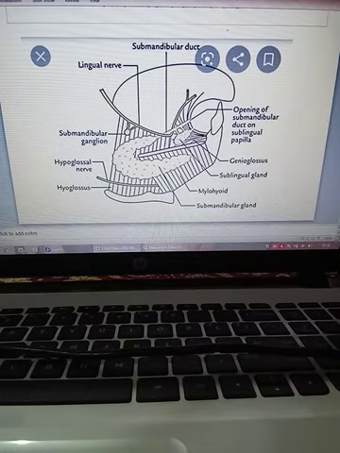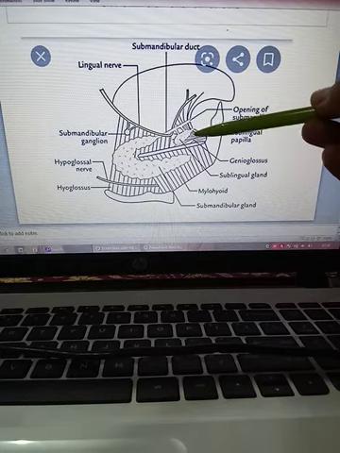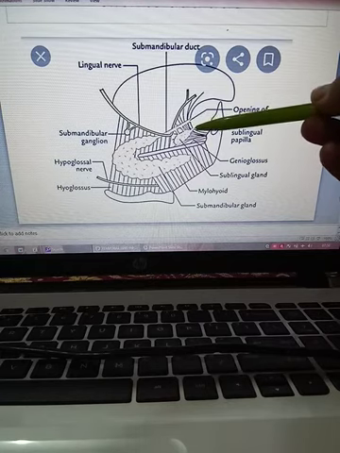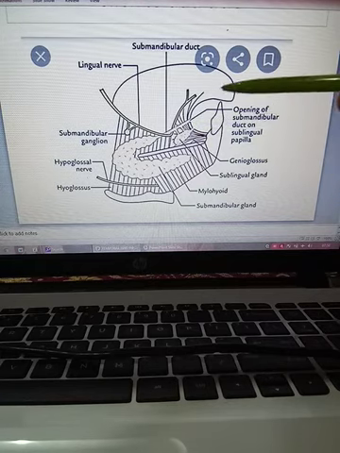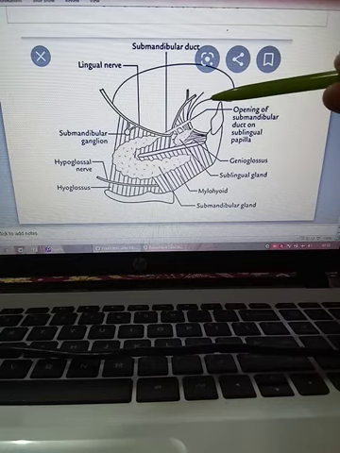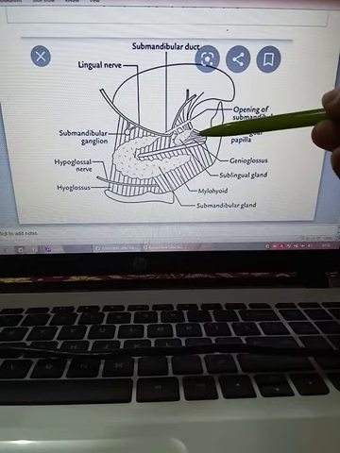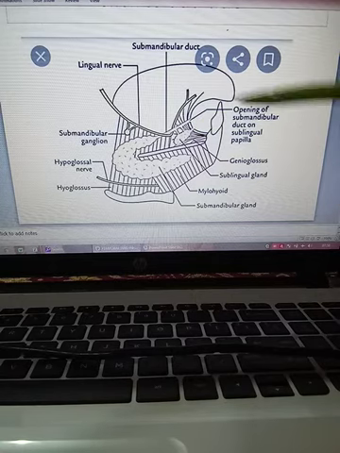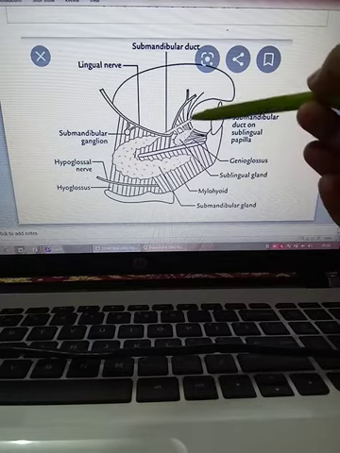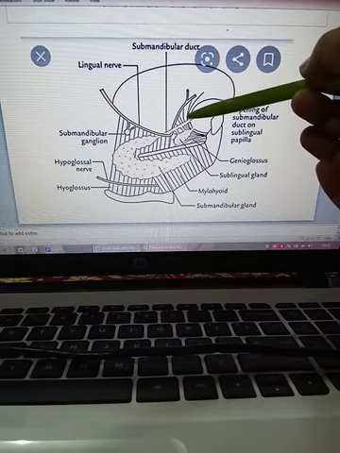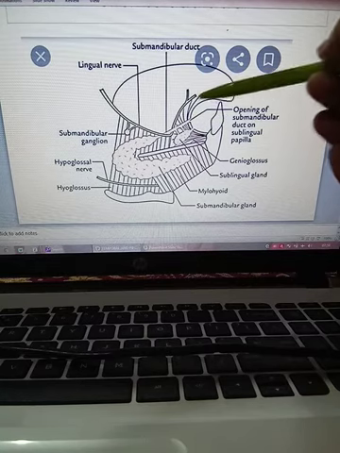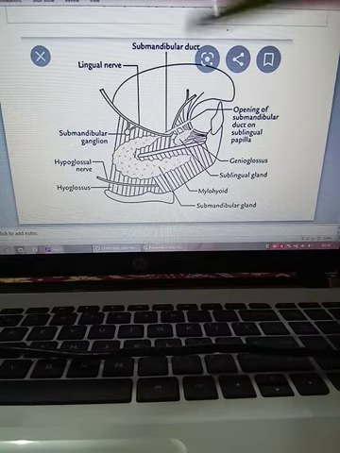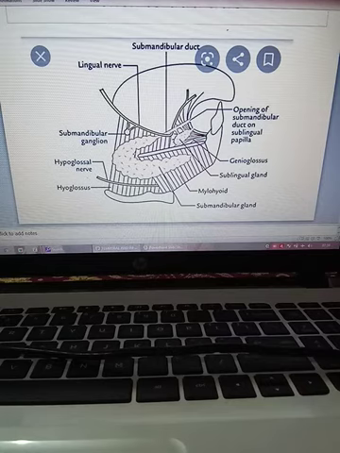See in the picture, it opens on the floor of the mouth on the summit of the sublingual papilla. This is called the frenulum of the tongue. Behind the frenulum of the tongue is the sublingual papilla, and at its summit your submandibular duct opens up. So it opens up at the summit of the sublingual papilla, just posterior to the frenulum of the tongue. So this was about the Wharton's duct or the submandibular duct.